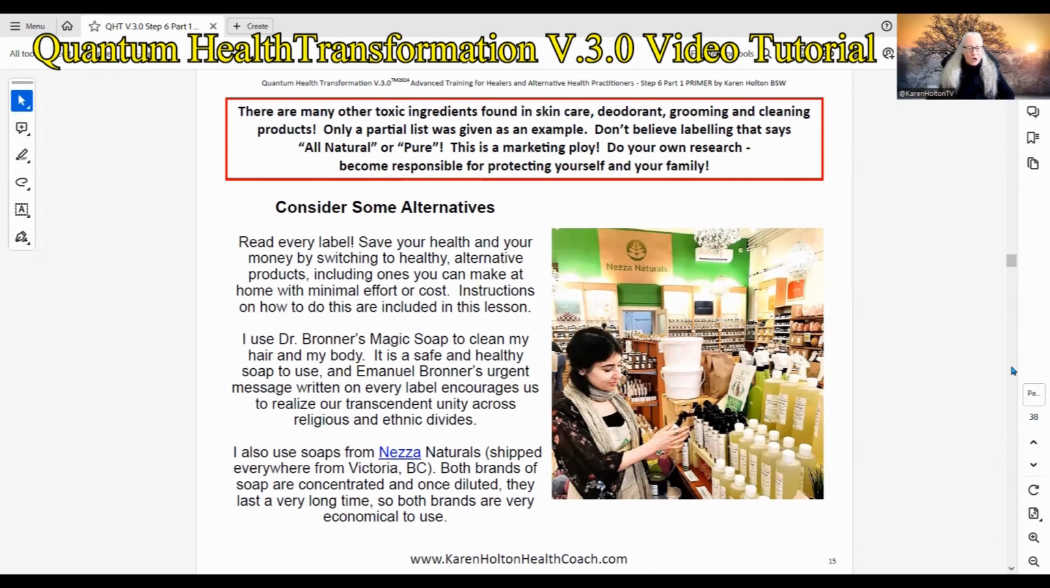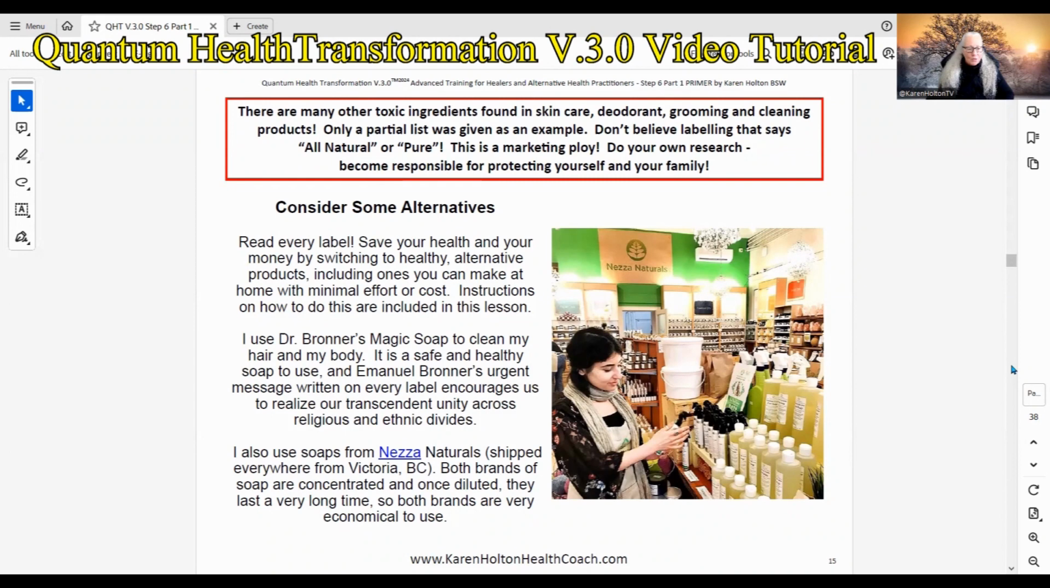I use Dr. Bronner's magic soap to clean my hair and my body. It is a safe and healthy soap to use. And Emmanuel Bronner's urgent message written on every label encourages us to realize our transcendent unity across religious and ethnic divides. I also use soaps from Neza Naturals, which they can ship everywhere, and their stores and their warehouses are located in Victoria, BC, here in Canada.